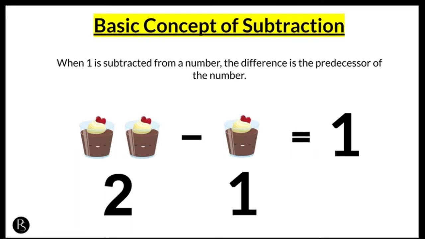So 1 is the predecessor. Like that, suppose you have to minus 1 from 4.